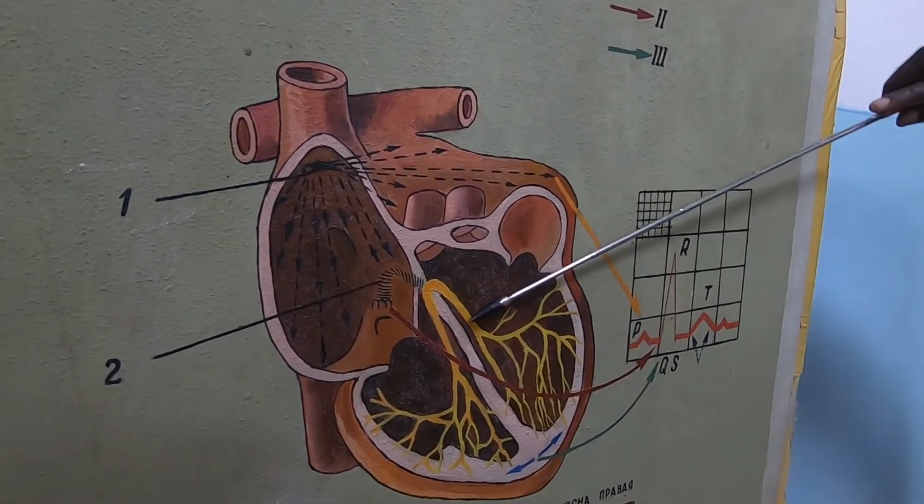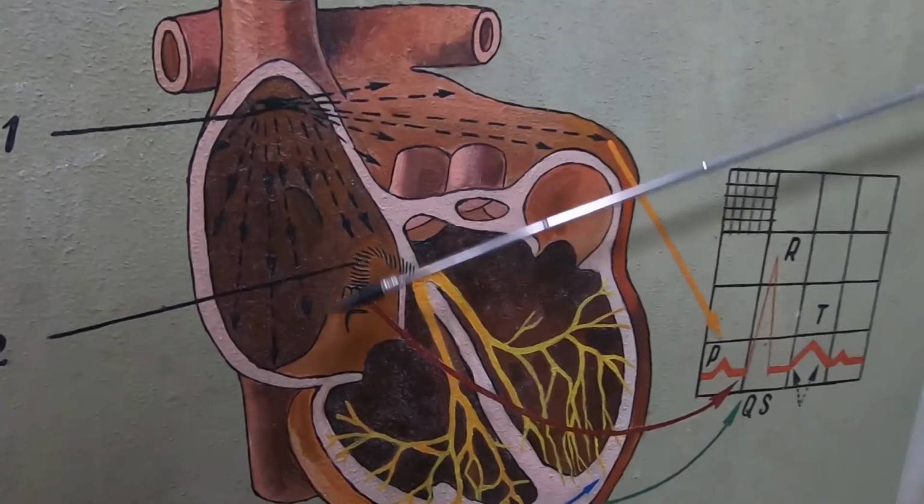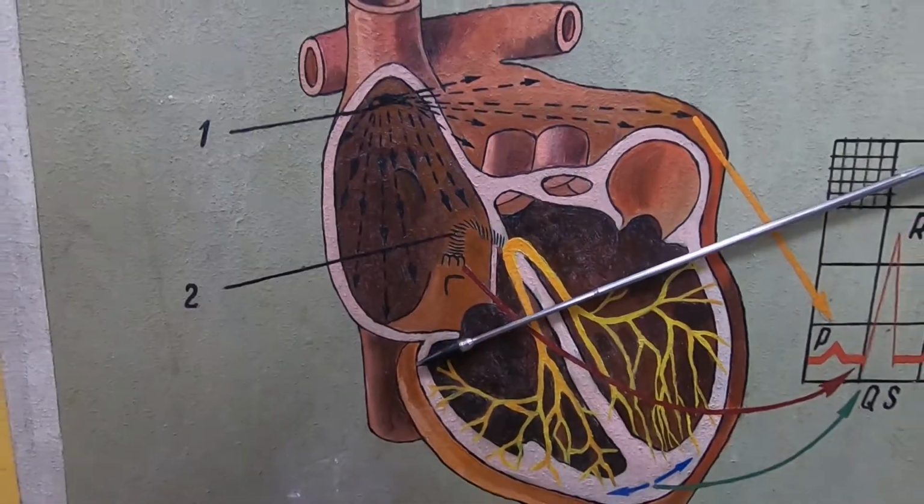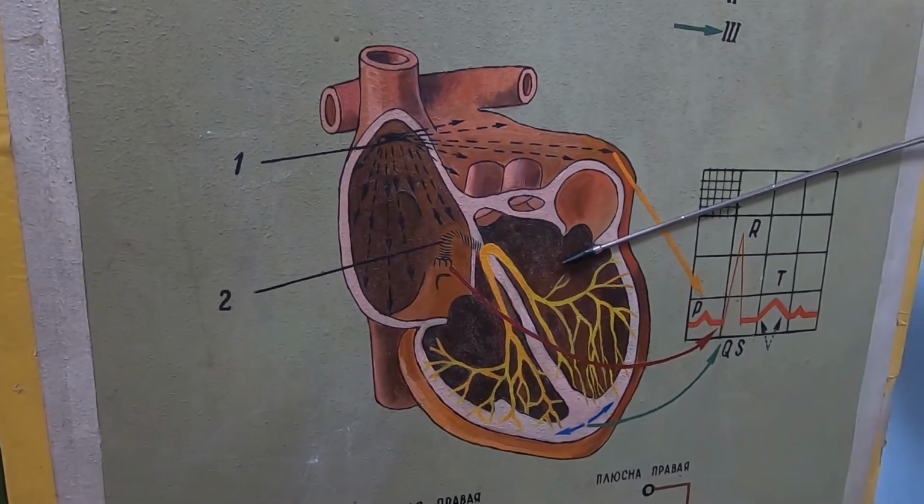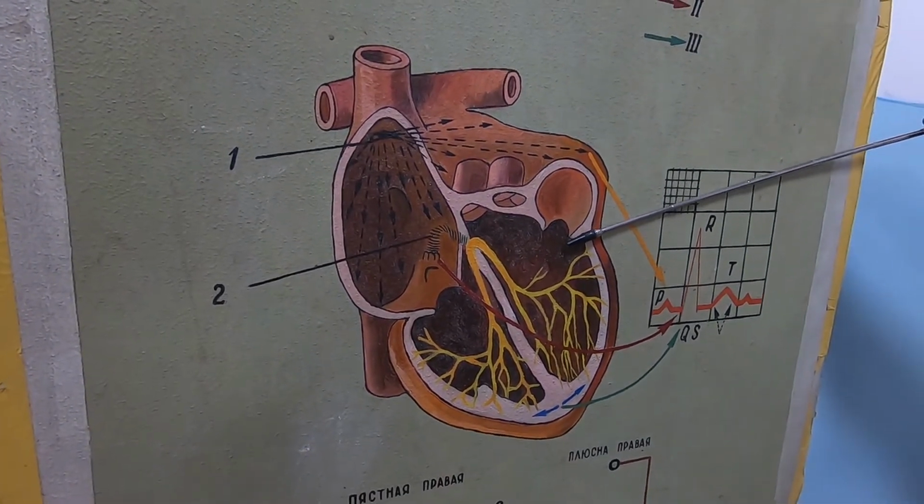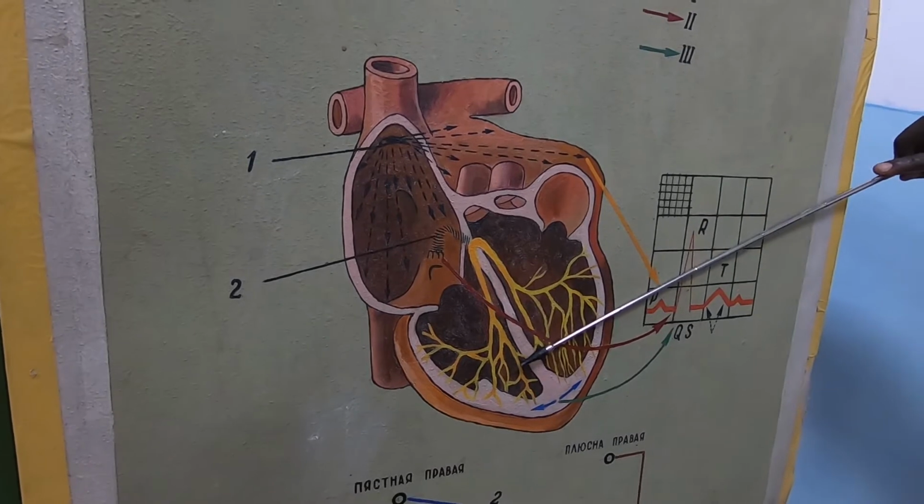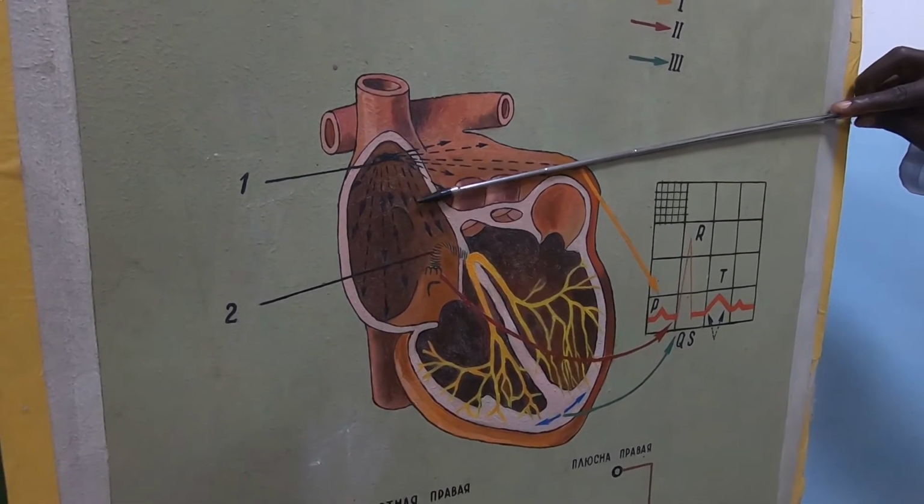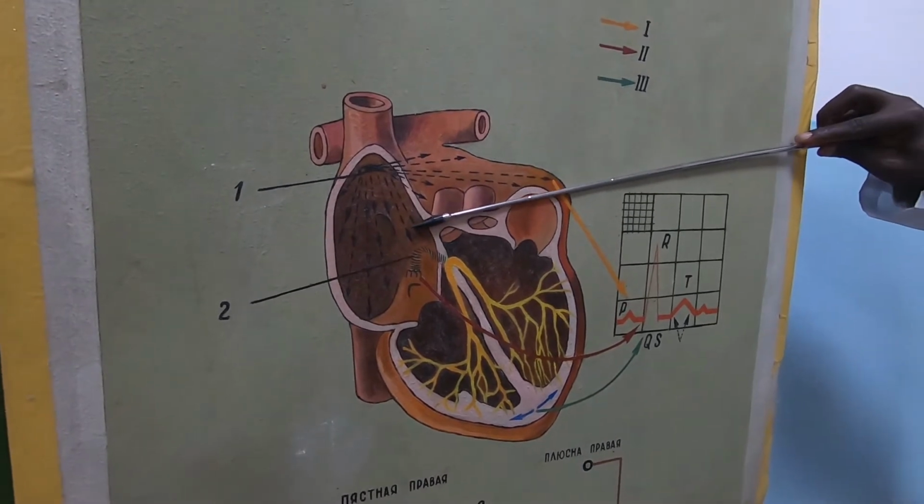Today, what we're going to observe in our experiment is how, when we isolate the upper part here from the lower part, you will observe that the lower part of the heart will not be beating, the lower part here. And at the upper part here, you will see the heartbeat.